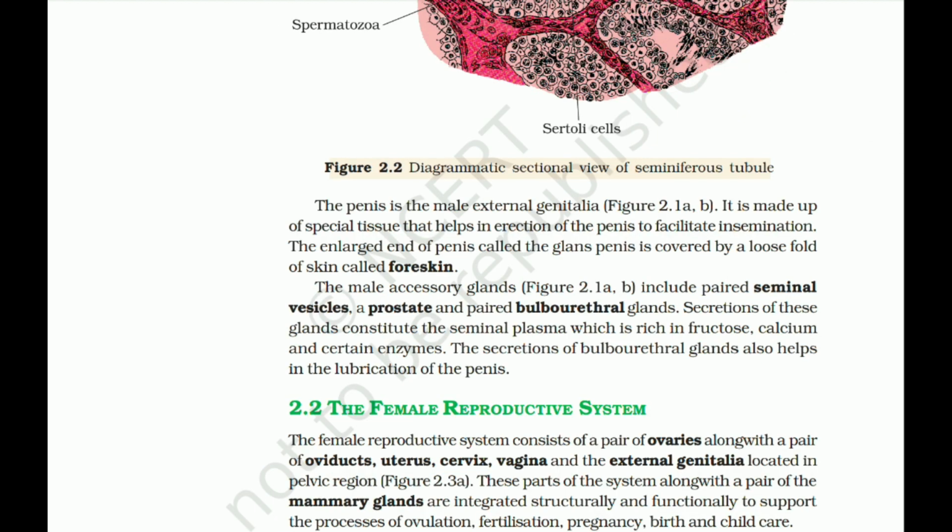The male accessory glands, figure 2.1a, b, include paired seminal vesicles, a prostate, and paired bulbourethral glands. Secretions of these glands constitute the seminal plasma, which is rich in fructose, calcium, and certain enzymes. The secretion of bulbourethral glands also helps in the lubrication of the penis.